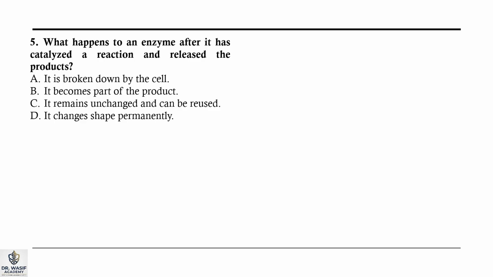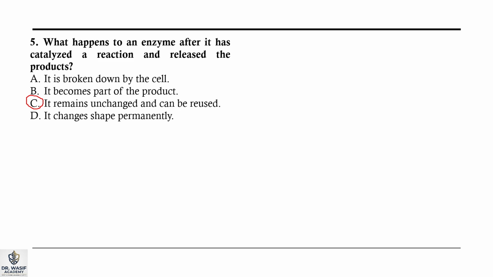The correct answer is, it remains unchanged and can be reused. It should be very easy for you to answer this question. This is one of the most remarkable features of a biological catalyst. Once the active site converts the substrate and releases the newly formed products, the enzyme does not vanish or break down. Instead, it returns to its exact original shape, completely unaltered. This means it is immediately free to bind to another substrate molecule and start the entire process all over again.